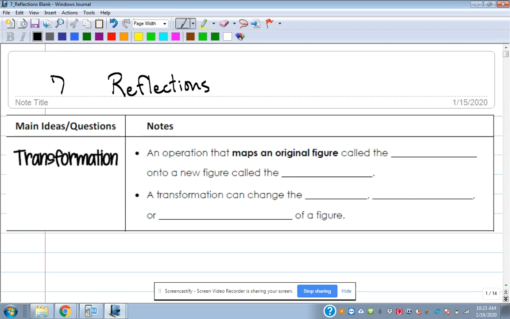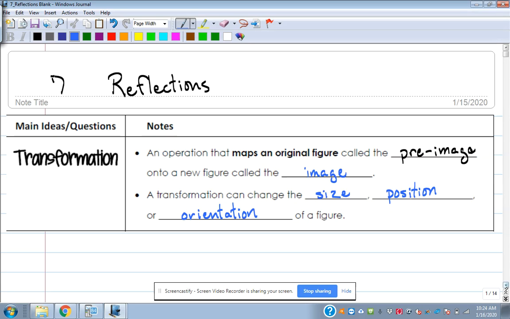A transformation is an operation that maps an original figure, which is called the pre-image, into a new figure that we call the image. Pre-image is the original. Image is, I guess, more or less the answer to that. A transformation can change the size, position, or orientation of a figure. So orientation, position, and size. We'll do all of those throughout the next 4 school days anyway.